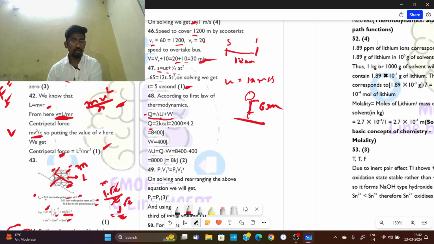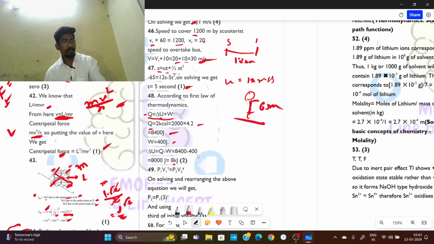Q is given as 2 kilocalorie, so you have to convert it into joule. That is 1 calorie equals 4.2 joule, so you multiply by 4.2 and get 8400 joule. The work done is also given, 400 joule. So the internal energy is equal to total heat minus work done, that is 8400 minus 400, that means 8000 joule, which is equal to 8 kilojoule. You divide the joule by 1000 to get 8 kilojoule.